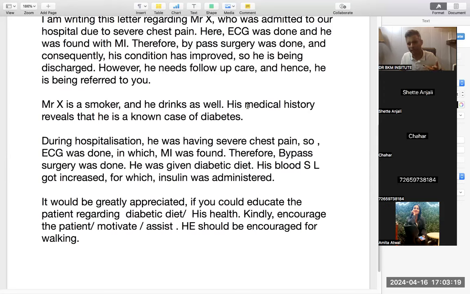Suppose if patient was a smoker, so he should be encouraged to quit smoking. So this can be the point. To quit smoking, and also to reduce drinking. So that is how you write the OET letters.